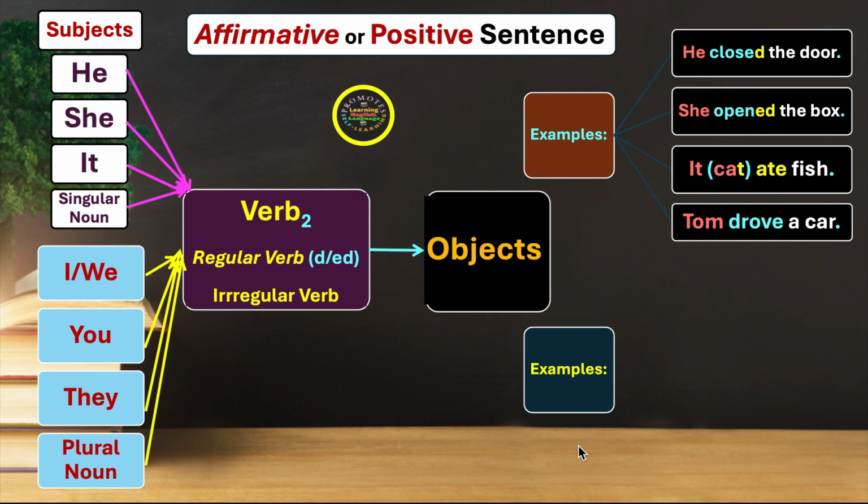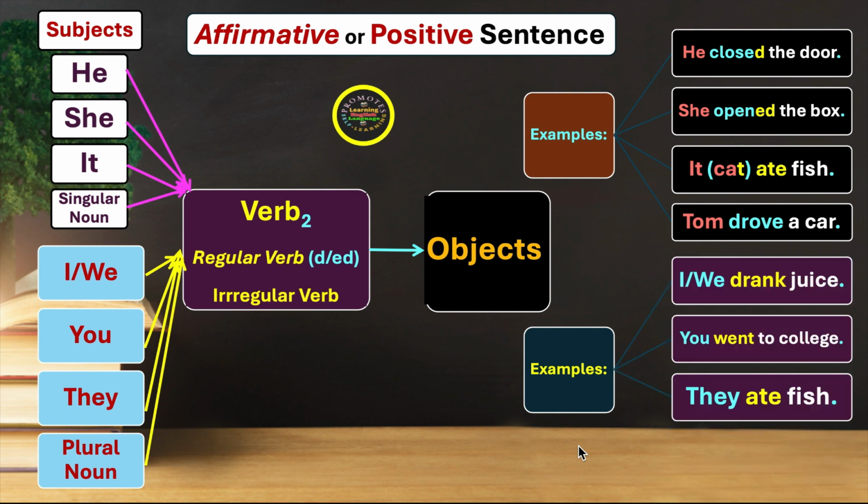We have further examples. We drank juice. You went to college. They ate fish and boys played games. So the past simple tense is easier than the present simple tense. Whatever the subjects you may have, you just have to use the second form of the verb.